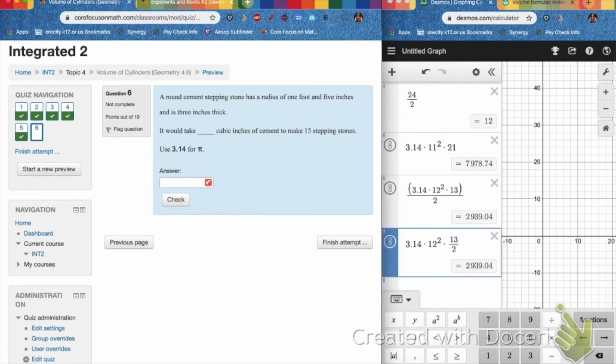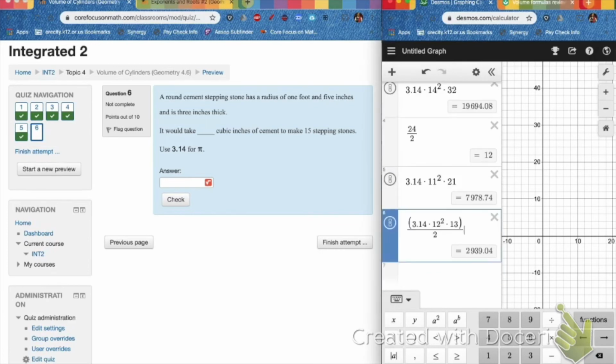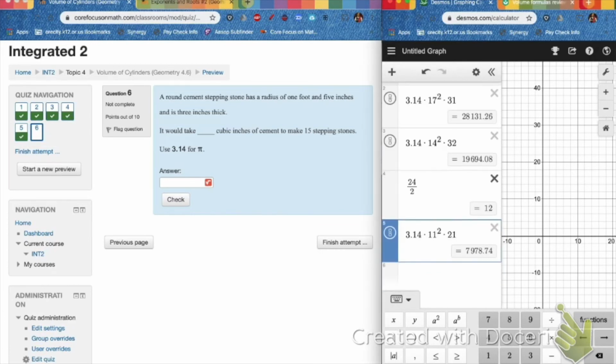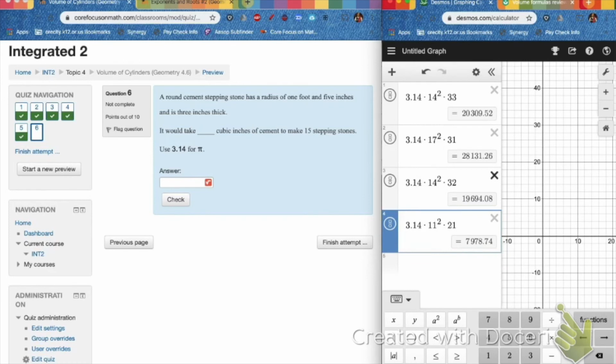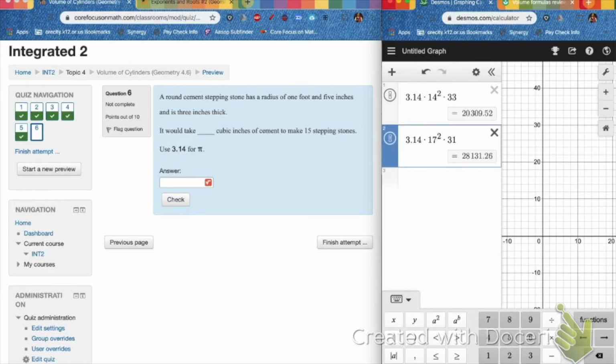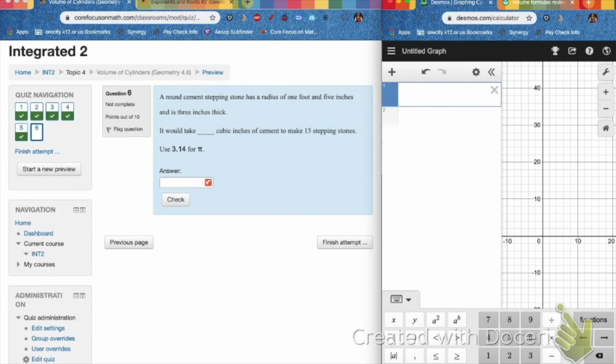A round cement stepping stone has a radius of 1 foot and 5 inches and is 3 inches thick. It would take blank cubic inches of cement to make 15 stepping stones. All right, first of all, we got to remember how many inches are in a foot. You could Google that or ask Siri or your parents or whoever else you live with. I don't know, they might be like, just look it up. Either way, I will skip that step. 12 inches at a foot, if you don't remember. I'll just give that to you for free.